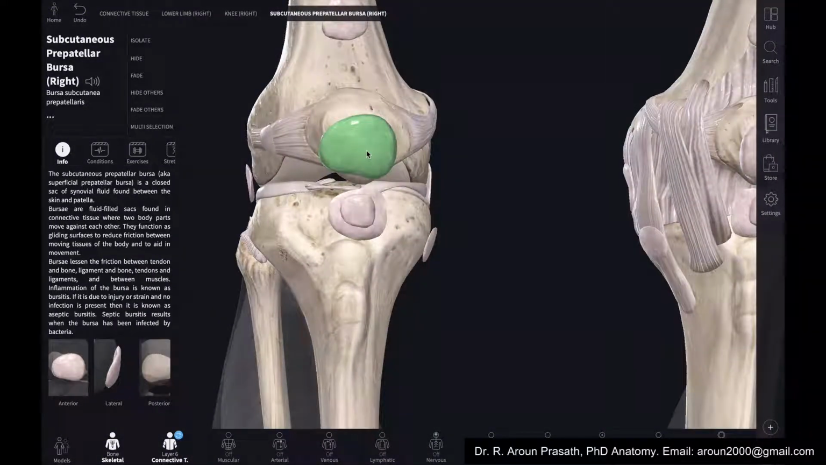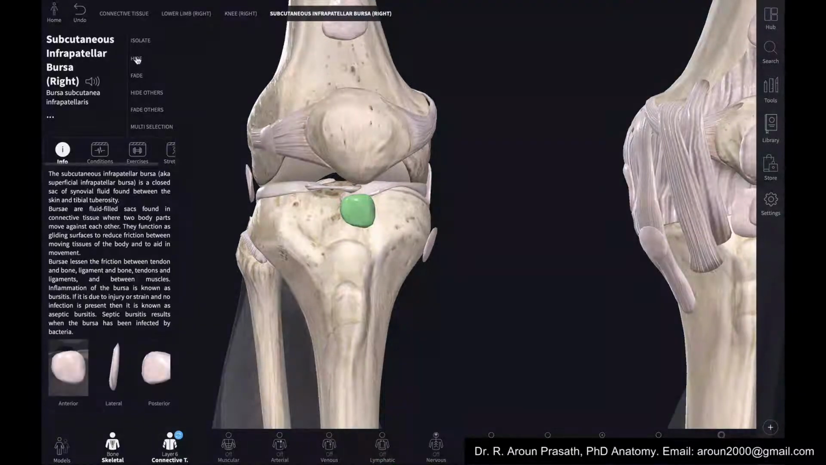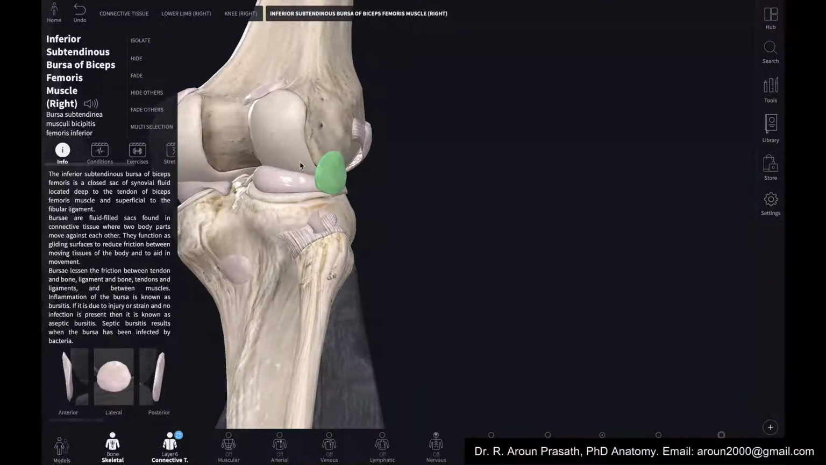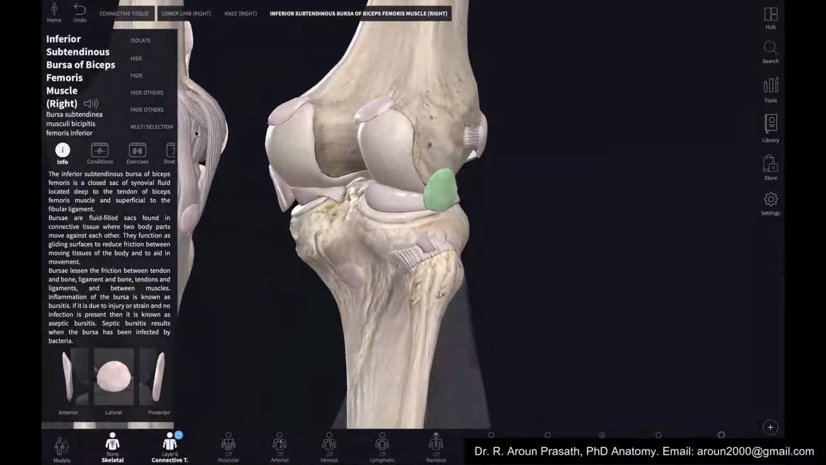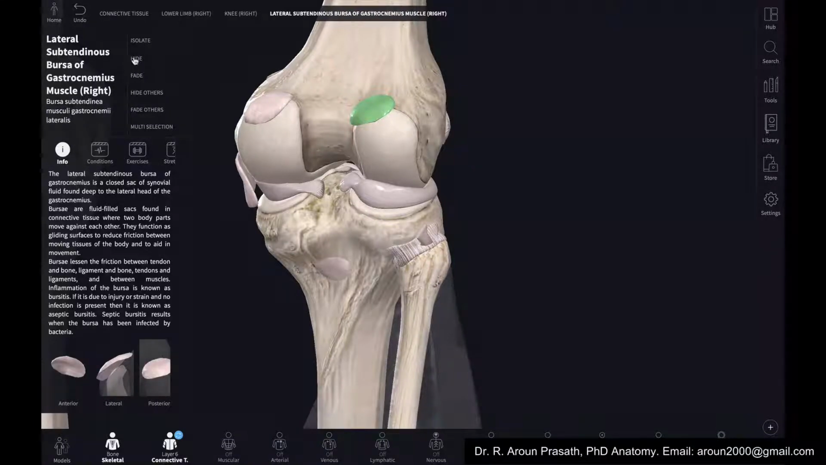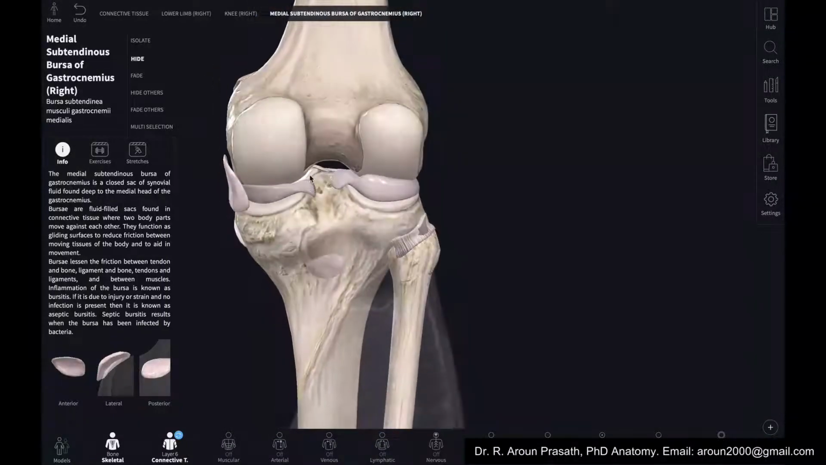Bursas, as I told you, are temporary reservoirs of synovial fluid. So in that you have the prepatellar bursa, deep infrapatellar bursa, subcutaneous infrapatellar bursa, and the inferior subtendinous bursa of the biceps. Here also you have these two bursa: the lateral subtendinous bursa of the gastrocnemius, and the medial subtendinous bursa. So these are all the ligaments and the bursas.